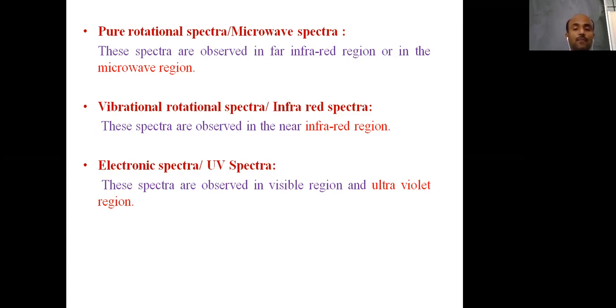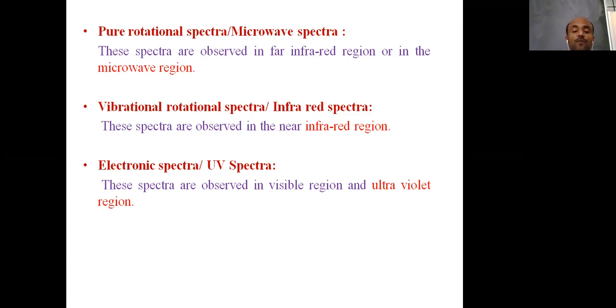While in the infrared region, vibrational rotation spectra is observed because the energy of the infrared region is more than the microwave region. Therefore, due to the extra energy associated with the infrared region, it produces rotation as well as vibration in the molecule. Therefore, the spectra obtained in the infrared region is called rotational vibrational spectra, and that is observed in IR spectroscopy. Then electronic spectra or UV spectra.